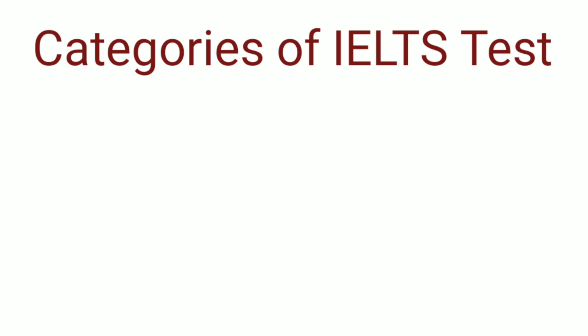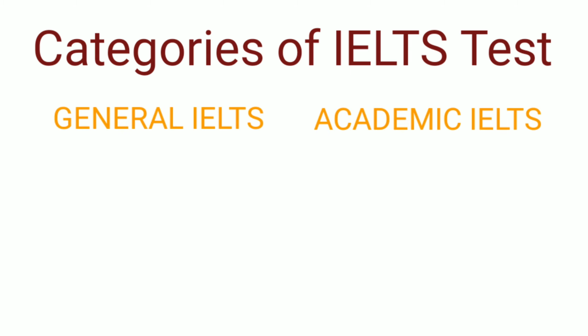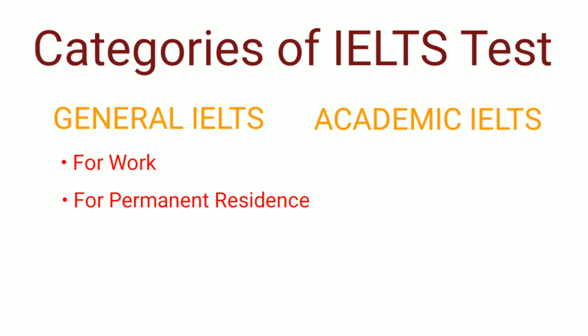Next, about the categories of the IELTS test. This test was created by Cambridge University, UK, a long time ago. There are two categories of IELTS test: General IELTS and Academic IELTS. If you are planning to go for work or permanent residence, choose the General test. And for study like graduation, post-graduation, PhD, go for the Academic test. They will not accept the General IELTS test for studies and vice versa. So please check which test you are supposed to write before registering for the exam.